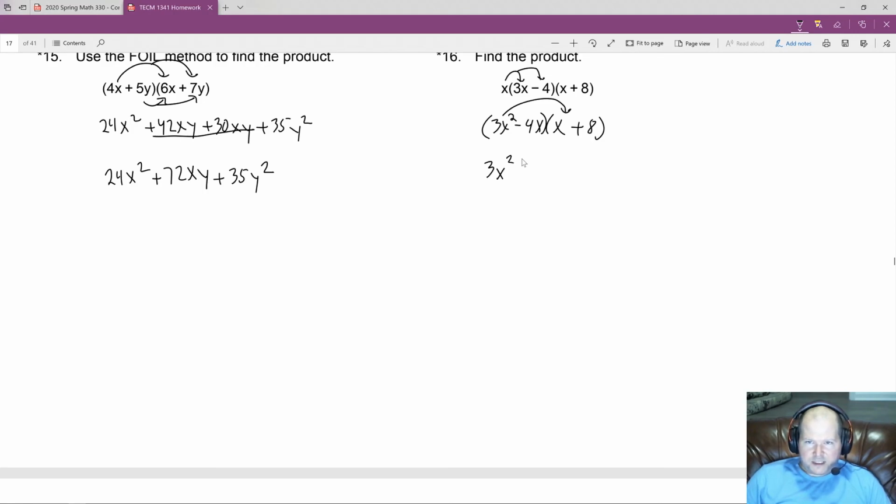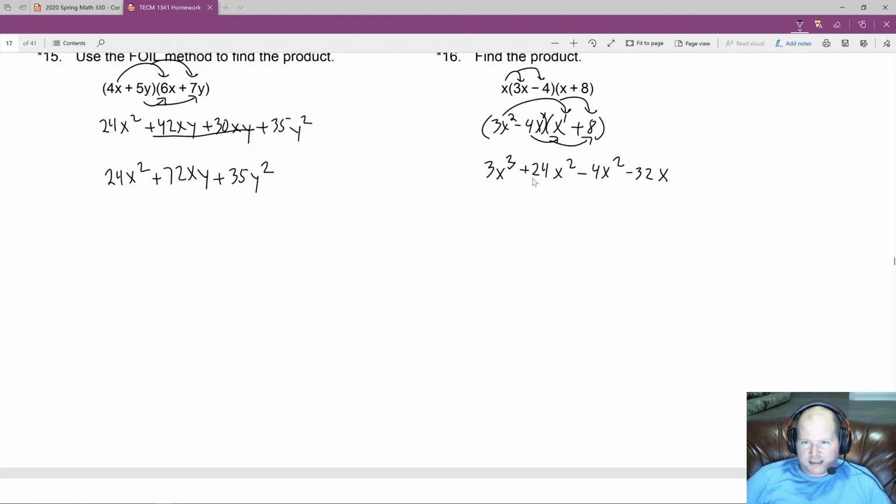All right, so we end up with 3x squared times x to the first. 2 plus 1 is 3. Then we say 3x squared times 8. 3 times 8 is a 24, and we keep the x squared. And we say negative 4x times x is negative 4x squared, because 1 plus 1 is 2. Then we say negative 4x times positive 8. Negative 4 times positive 8 is negative 32. And we keep the x.